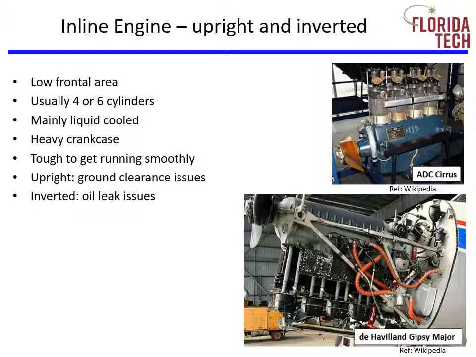Inline engines have also been used, both upright and inverted. They typically have low frontal area, usually 4 to 6 cylinders. They're mainly liquid cooled, but they have a heavy crankcase, and they're tough to get running smoothly. For upright inline engines, ground clearance issues are something to consider, and for inverted, oil leak issues are something to consider.